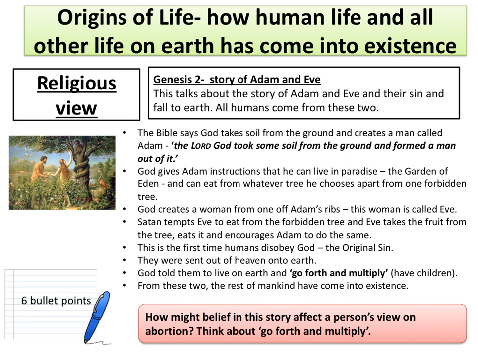God creates a woman out of one of Adam's ribs. This woman is called Eve. God creates her to be a companion for Adam. Satan tempts Eve to eat from the forbidden tree, and Eve takes a fruit from the tree, eats it, and encourages Adam to do the same.